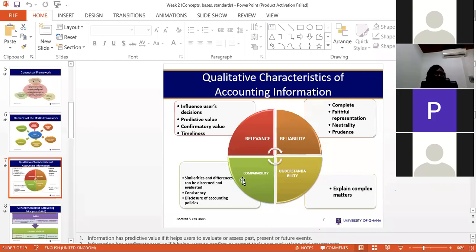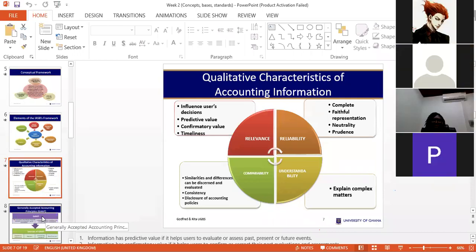So those are the qualitative characteristics and the issues that explain the qualitative characteristics. So the 4 qualitative characteristics are relevance, reliability, comparability, and understandability. But in order to explain them, we use these other items or issues.